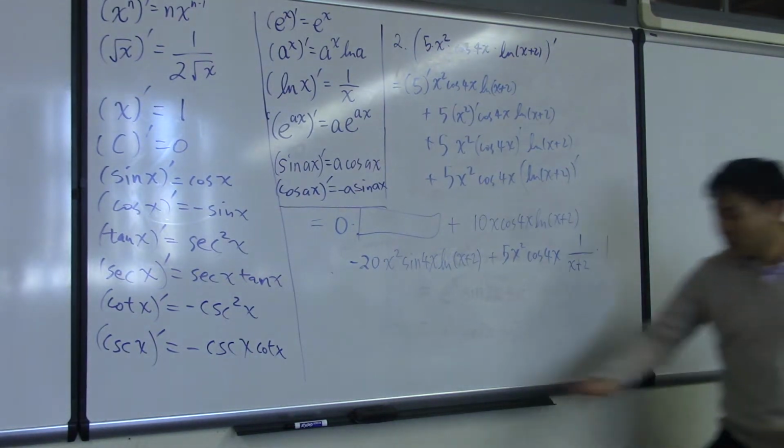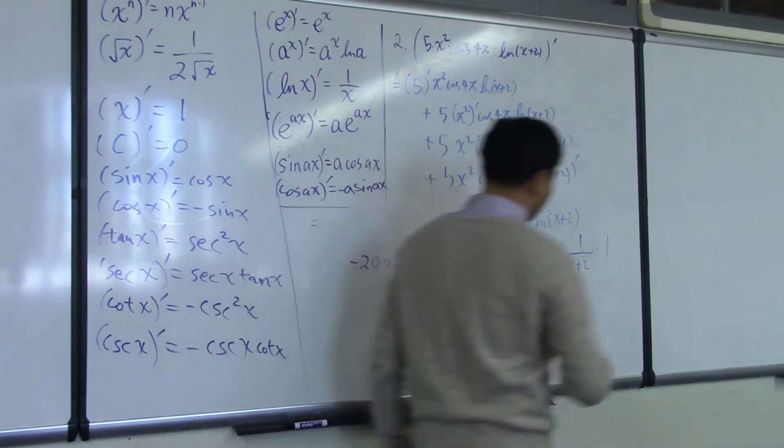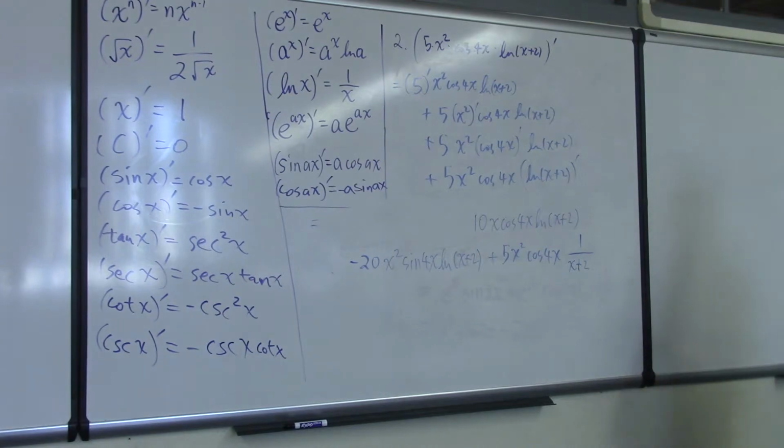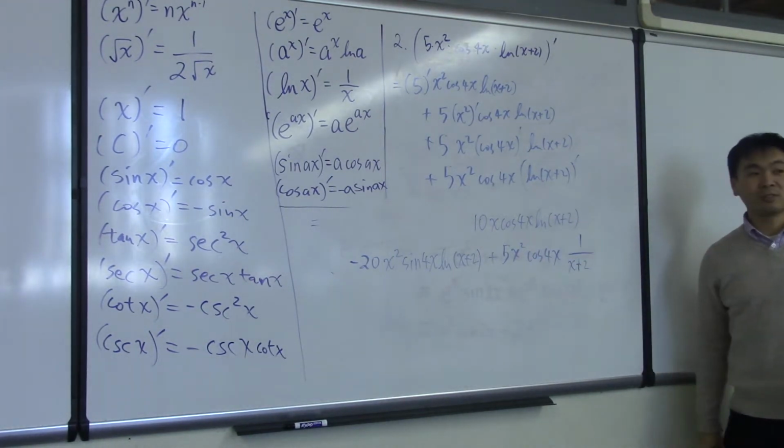So the final answer is, this one's gone, because it's 0 times. And times 1, you don't need it there. Times 1 is nothing. So this is the final answer.